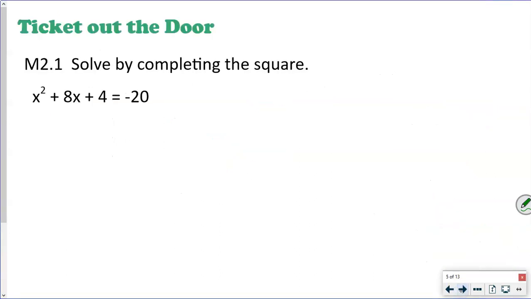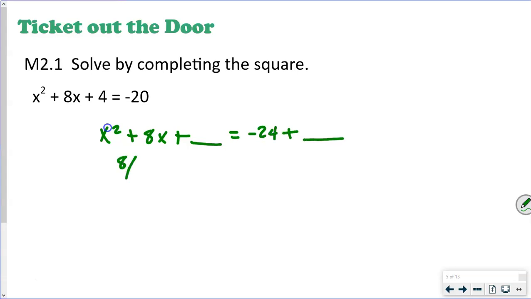Okay, so now I also wanted to go over the ticket out the door from yesterday. So on this one, again, it says solve by completing the square. So this time we're solving. I'm going to go ahead and do my plus my blank, and I'm going to move that 4 over to the other side. So I'm going to subtract 4 from both sides. That's going to give me negative 24, again, plus my blank.